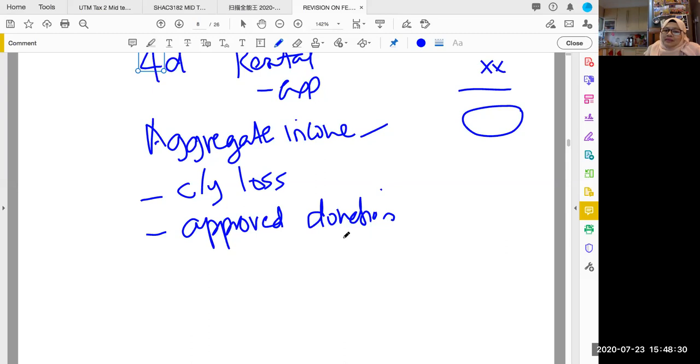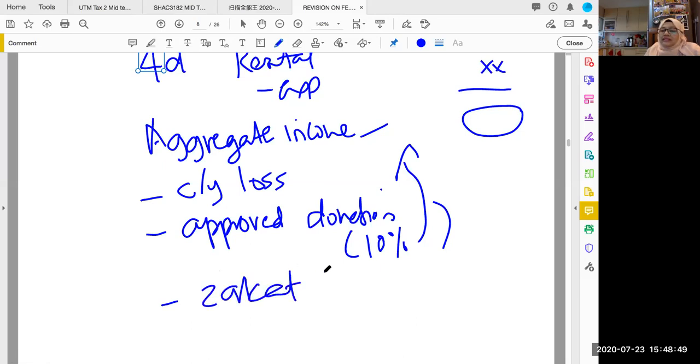And remember that this amount is also restricted to 10% of your aggregate income. Some students say 10% of the approved donation, which is wrong. The 10% restriction is against your aggregate income. So if it's more than that, then you have to restrict. And then you also have zakat contribution, in this case a business zakat. But this one is restricted to 2.5%. So you have to check.